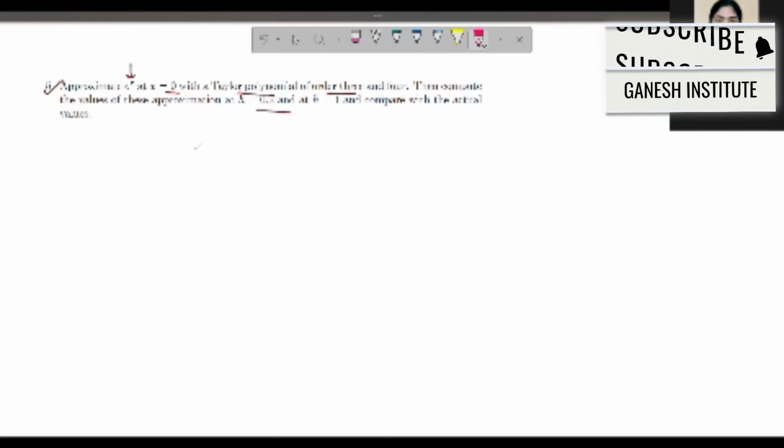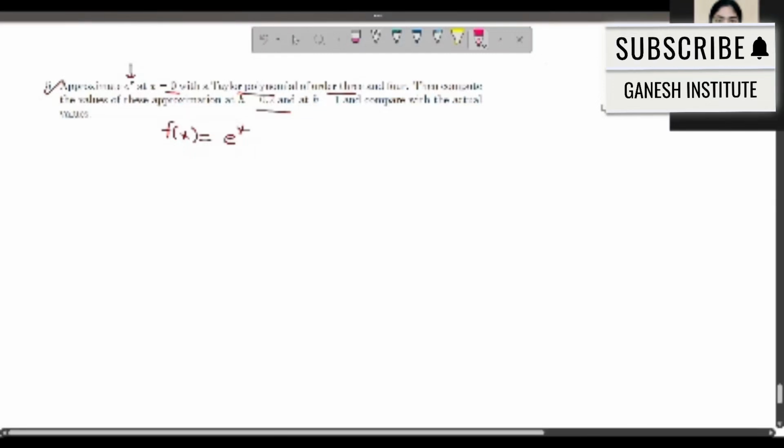Acha. Hmm. Your differentiation of e^x is e^x only, right? Yes. At x equals 0. Yeah. So your f(x) is e raised to x. Now tell me what you are going to do? f dash x is e raised to x.